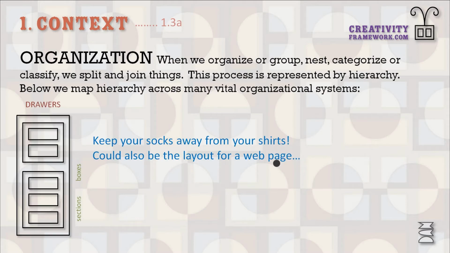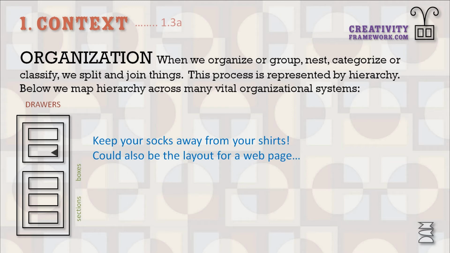Alrighty. So when we organize or group, nest, categorize, or classify, those are all the same. Group, nest, categorize, classify, organize. We split and we join things. And this process is represented by hierarchy. So below we're going to map the hierarchies across many vital organization systems, starting with one that maybe you saw in the morning. Drawers, okay?